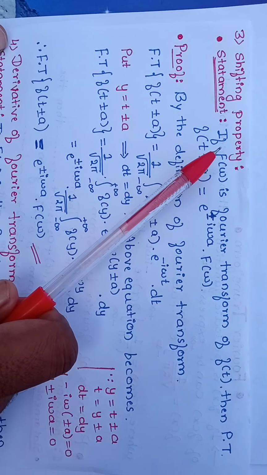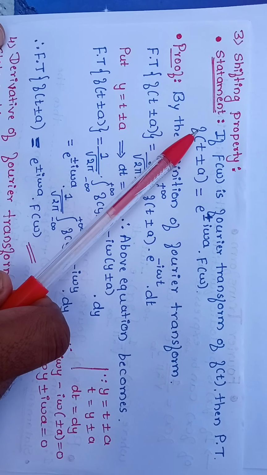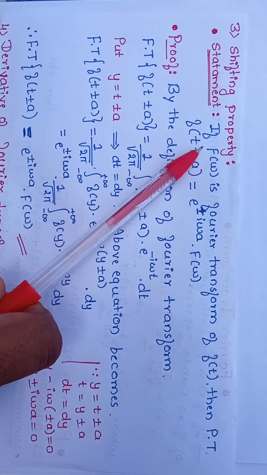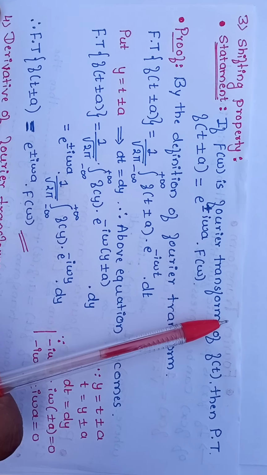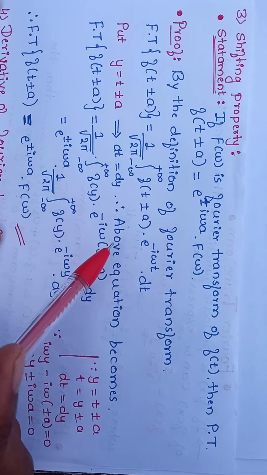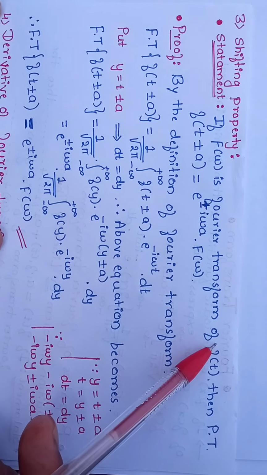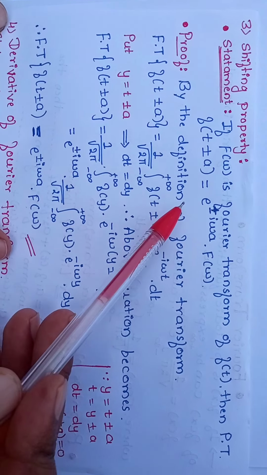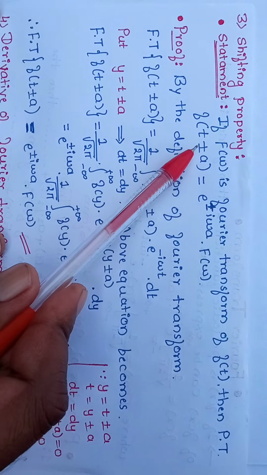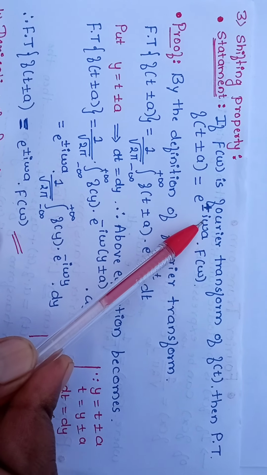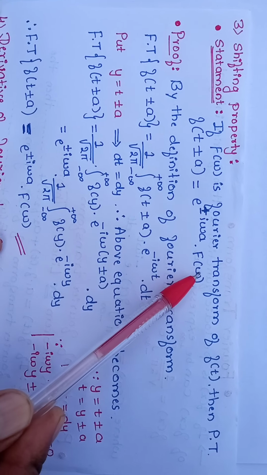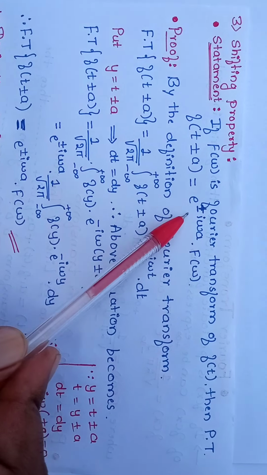Okay, next one, shifting property. What is the statement of the shifting property? If F of omega is the Fourier transform of f of t, then prove that the Fourier transform of f of t plus or minus a is equal to e raised to plus or minus i omega a into F of omega. How do you have to prove this one?